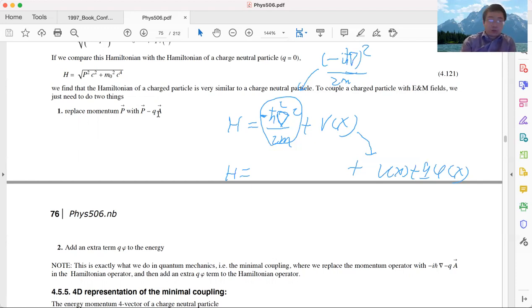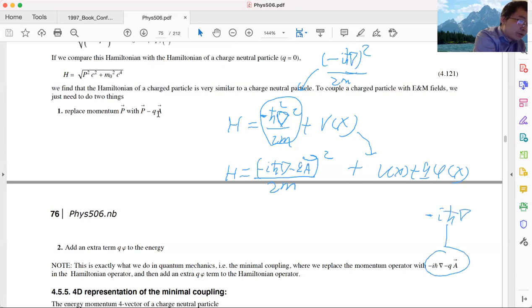For a charged particle, I need to replace this momentum, minus i h bar gradient, by minus i h bar gradient minus QA. So in the kinetic energy part, I need to replace minus i h bar gradient by this guy. This is the reason why in quantum mechanics, we do this minimal coupling. We replace the momentum operator, the derivative, by this guy to get the Hamiltonian for a charged particle.